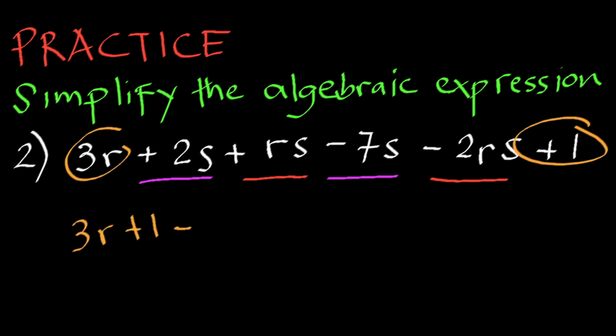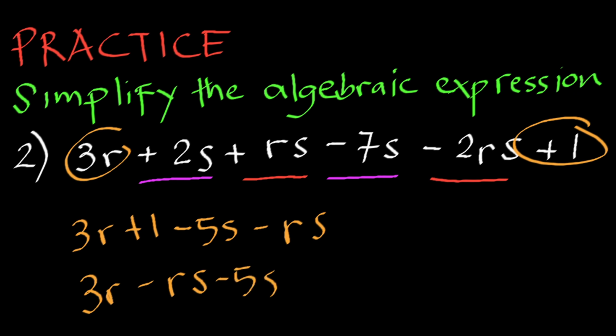So we have 3r plus 1. And then yung 2s plus negative 7s, magiging negative 5s yan. Yung rs naman, minus 2rs, magiging negative rs. So we will have the answer which is equal to 3r minus rs minus 5s plus 1. Ni-rearrange natin such that yung constant ay nasa hulihan ng expression.